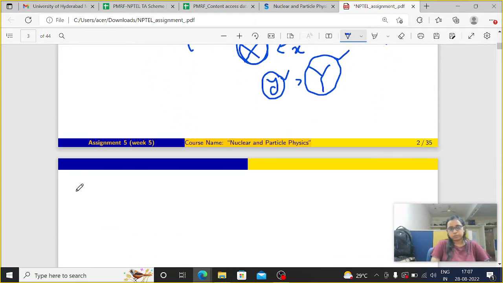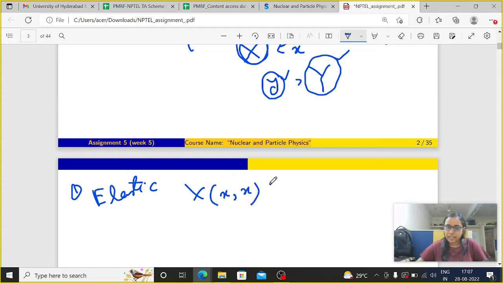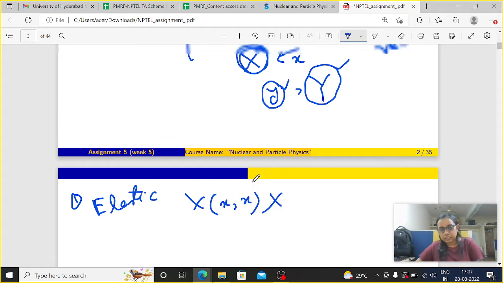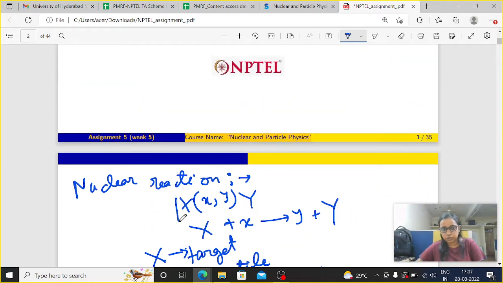So coming to the first case, you can classify nuclear reactions in many types, but in general, the first one will be the elastic nuclear reaction. I am using the notation x, X, y, Y throughout the talk. Here, capital X and small x are the incoming, initial particles, and the final particles will be small y and capital Y.